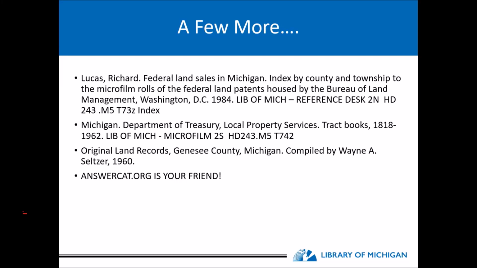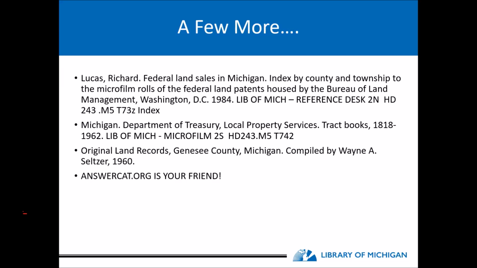So at the reference desk, it's under that call number HD 243. So you can ask us if you stop in to look at that item. There's the Department of Treasury Local Property Services. It's those tract books from 1818 to 1962. Unfortunately, they're on microfilm, but they are here, and we can point those out to you.